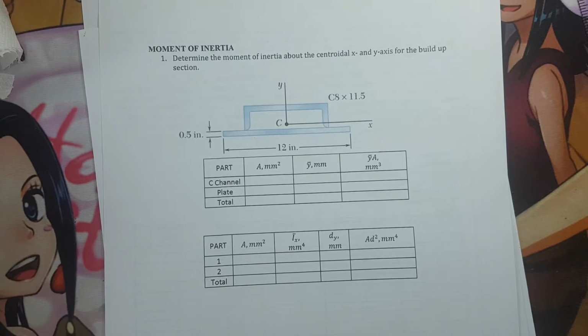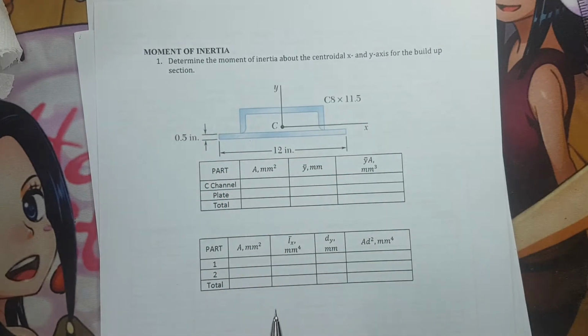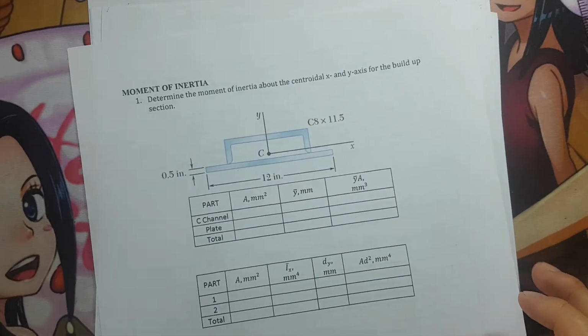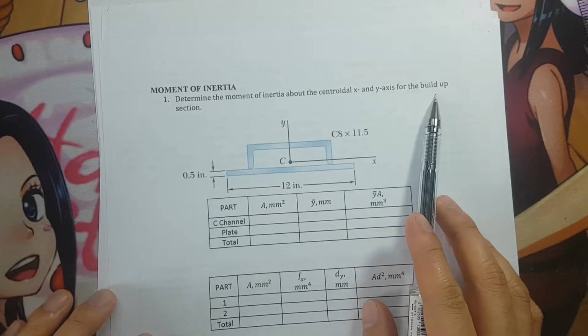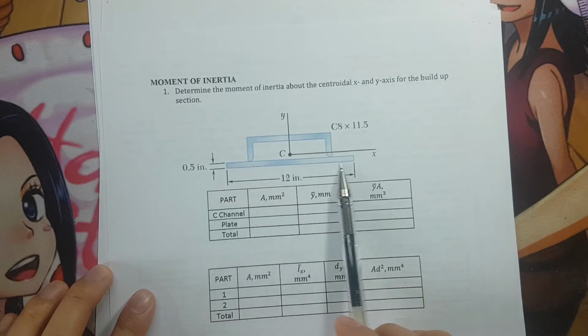For this video, we're going to discuss problems with respect to moment of inertia of composite structures. Determine the moment of inertia about the centroidal x and y axis for the built-up section. We have here a C channel and a base plate.